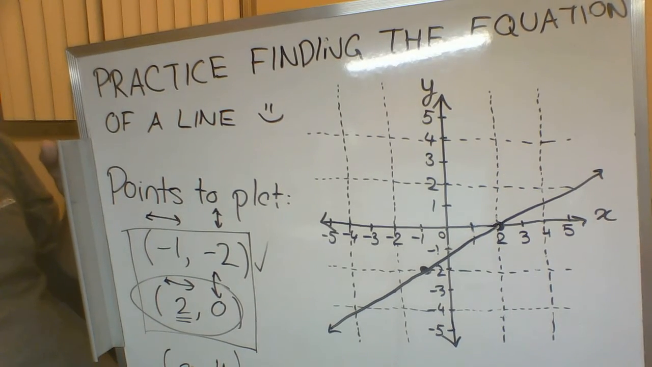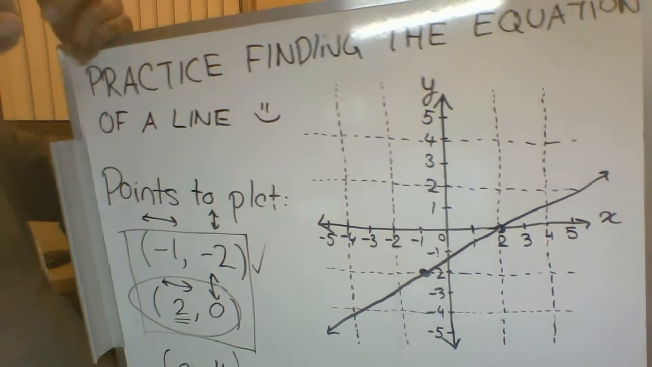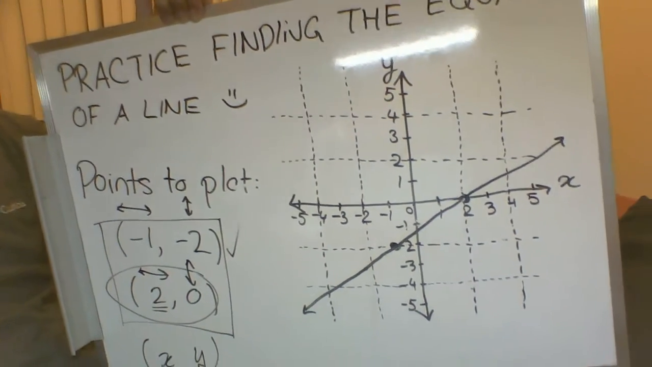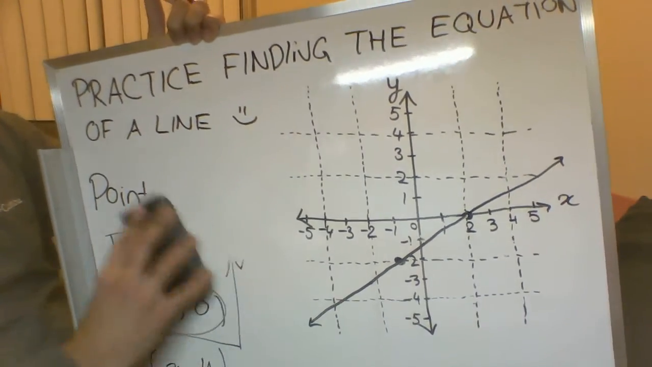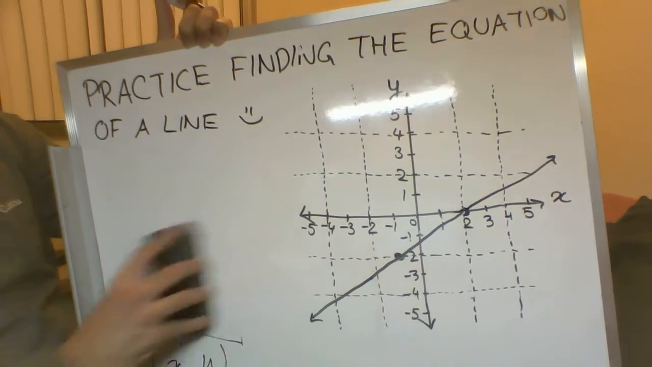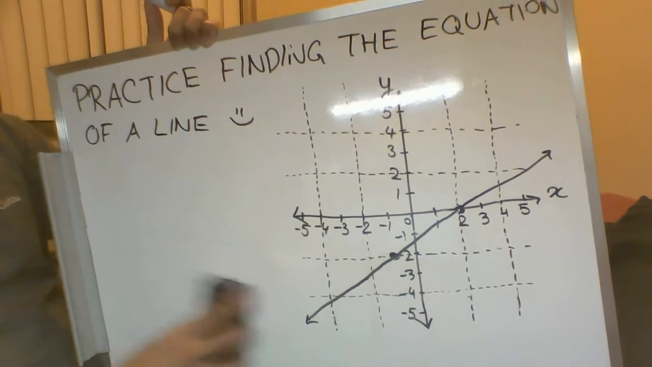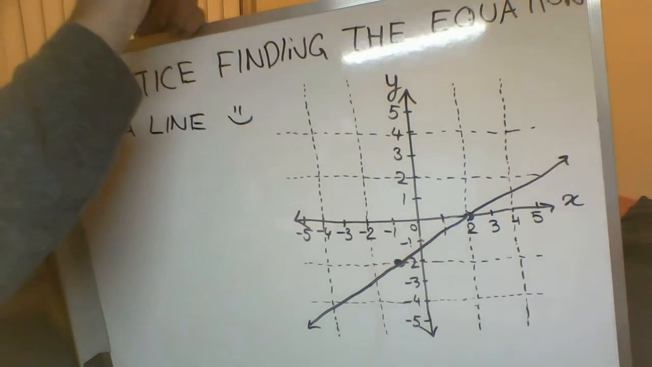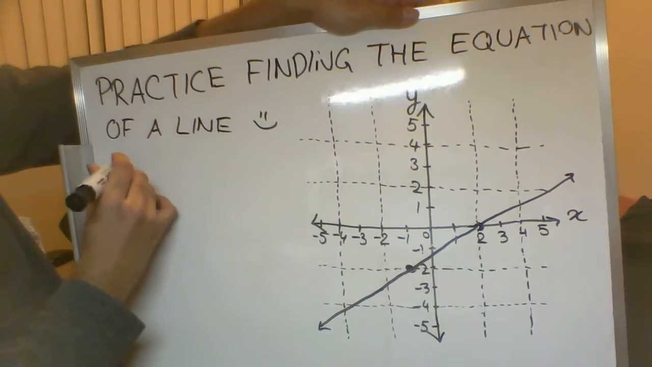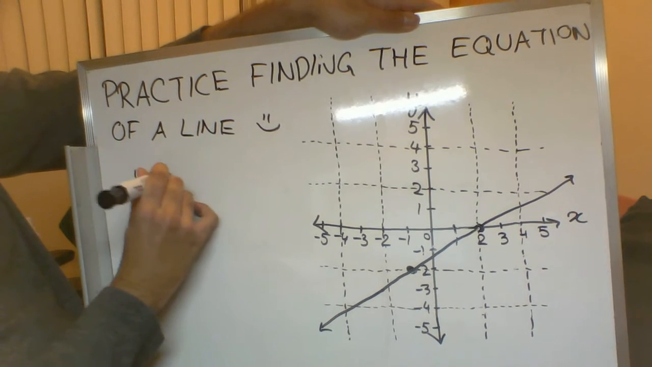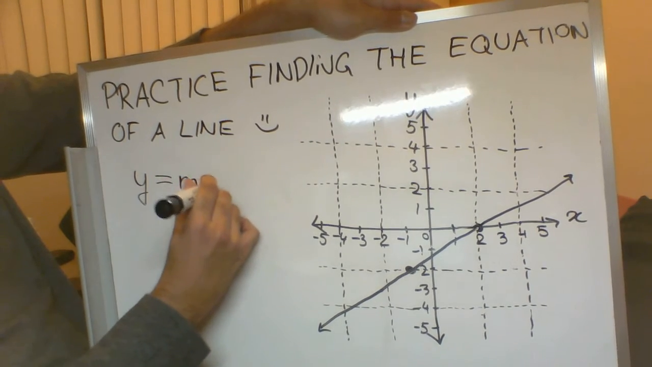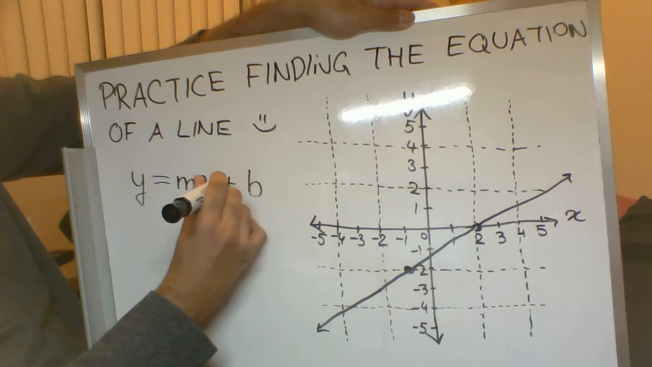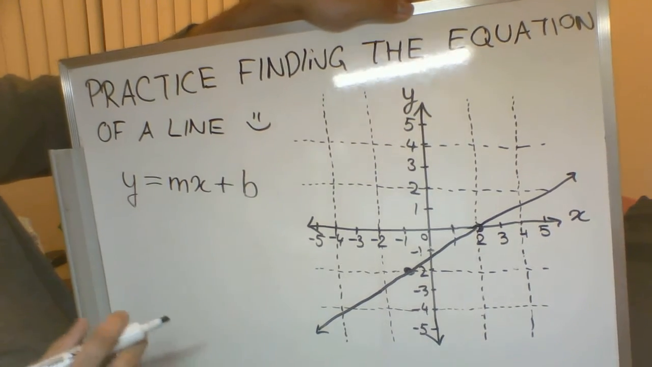And what we're going to do now is I'm going to get rid of this points to plot business, and we're going to work on figuring out the equation. So in order to figure out the equation, we're going to start with writing out the general form of the equation of a line, which is y equals mx plus b. So that's the general form, is that I haven't filled in any of the numbers.